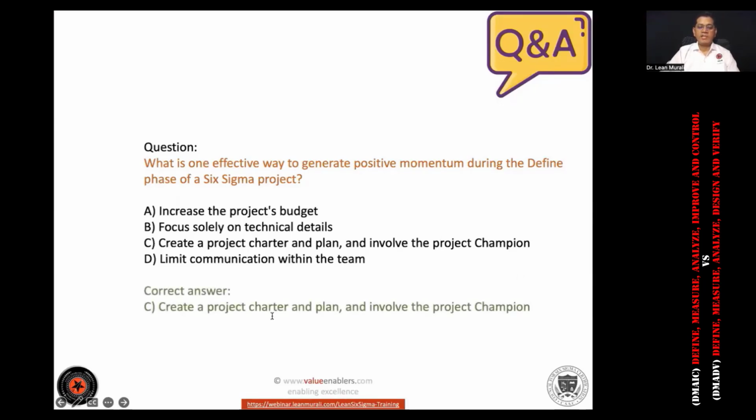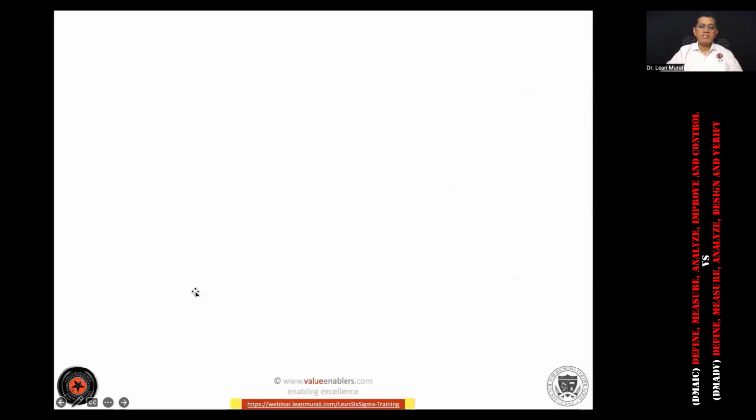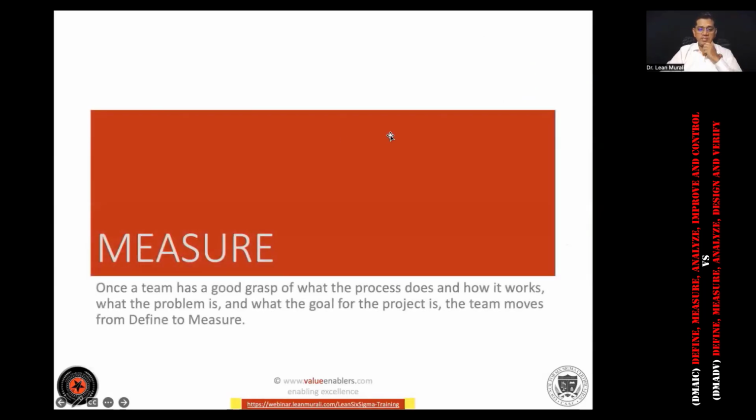Create a project charter and plan and involve the champion. That's the most effective way to generate positive momentum during the define phase. Okay. Good. Let's step into the measure phase.